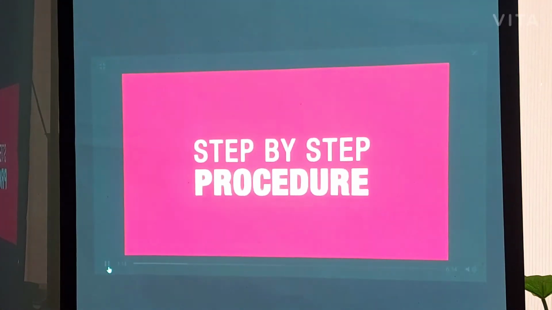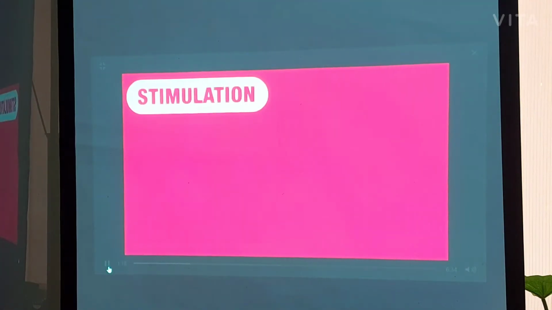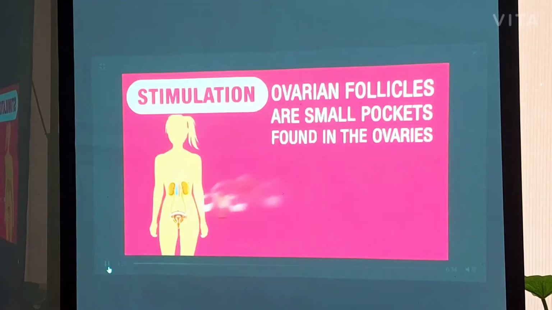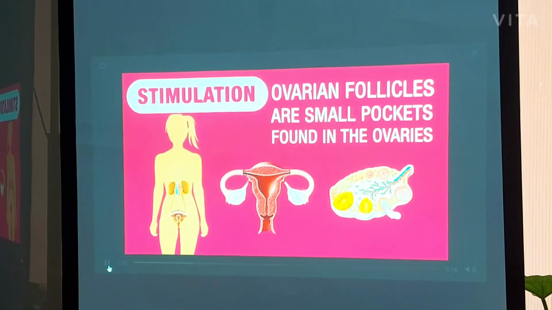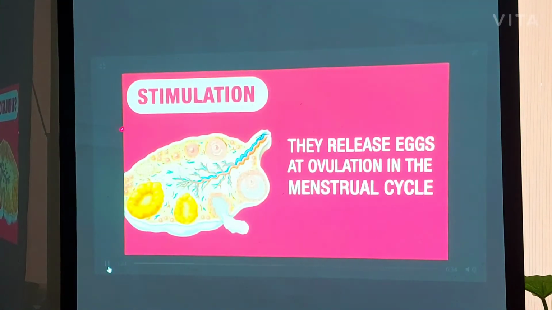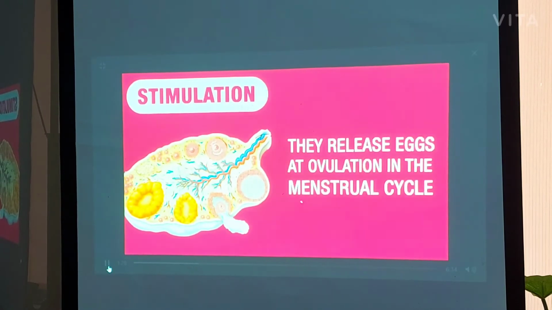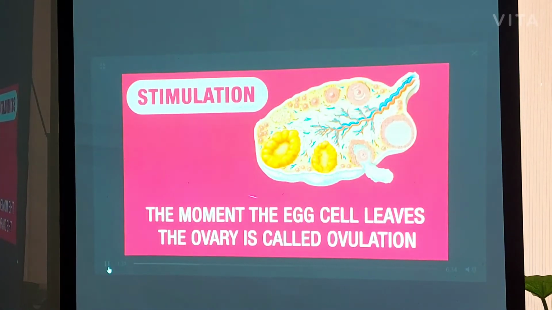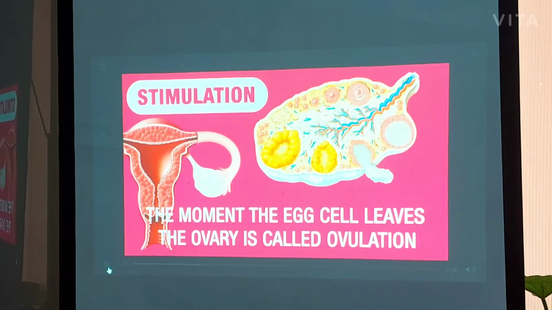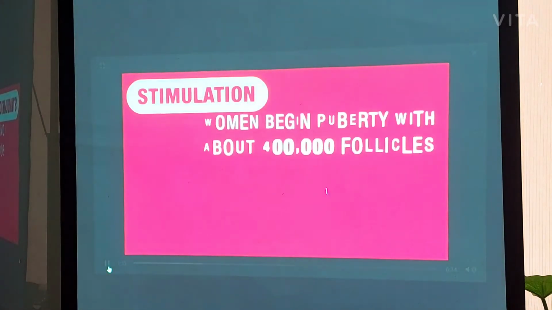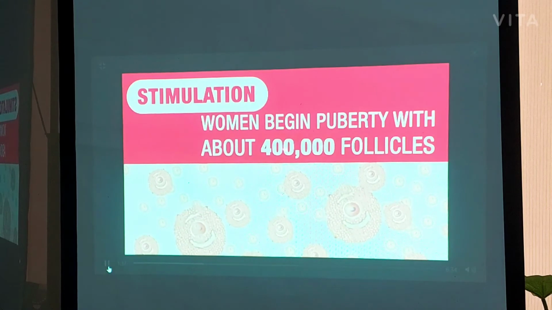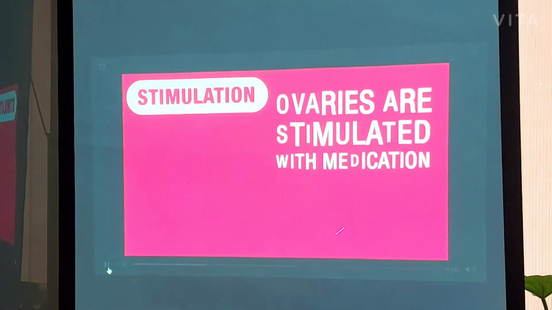Now let's discuss the step-by-step procedure of ICSI. What do you do? Like in IVF, here also the ovarian stimulation is done. These are all the ovarian follicles. These are small pockets which are seen in the ovary. These are the follicles, and this is how an egg is released during ovulation in a normal menstrual cycle. The procedure is called ovulation. Women begin puberty with about 4 lakh follicles.